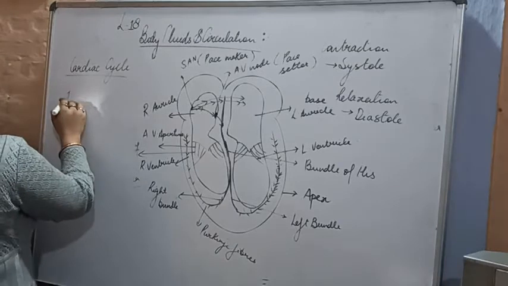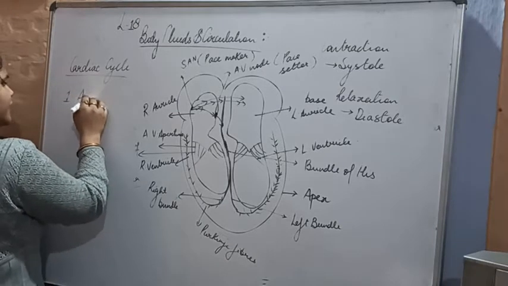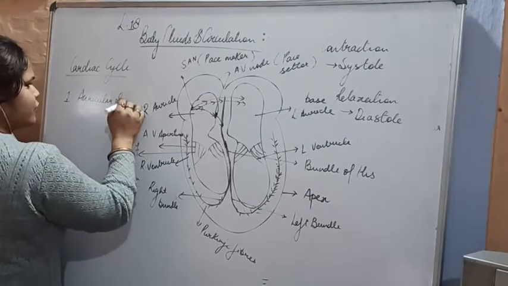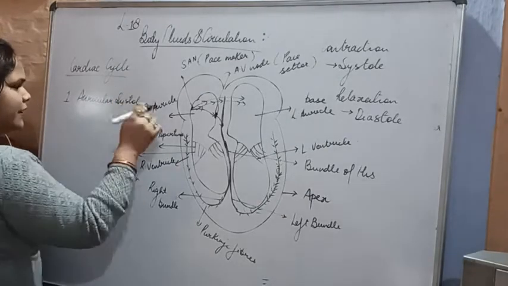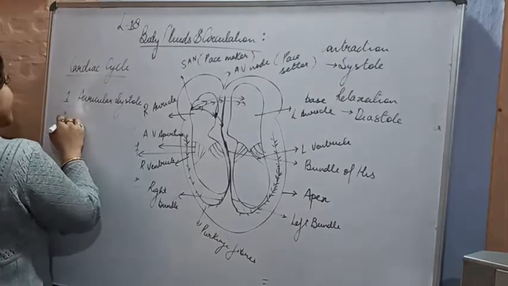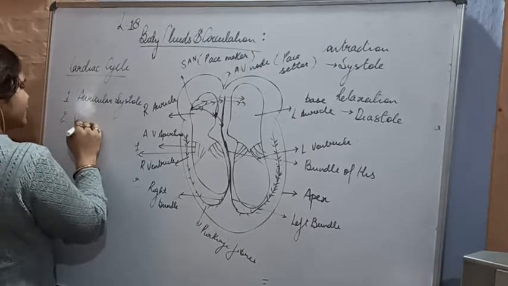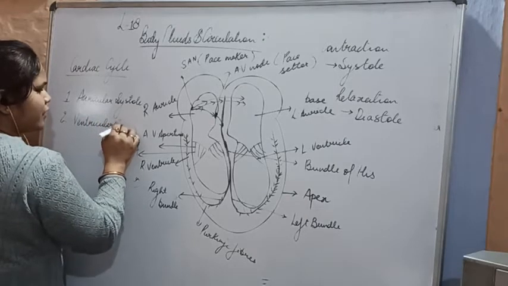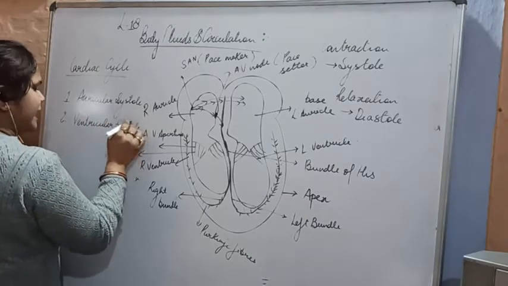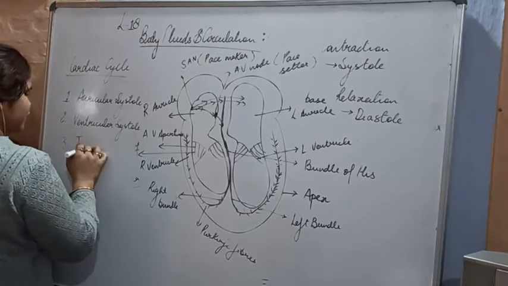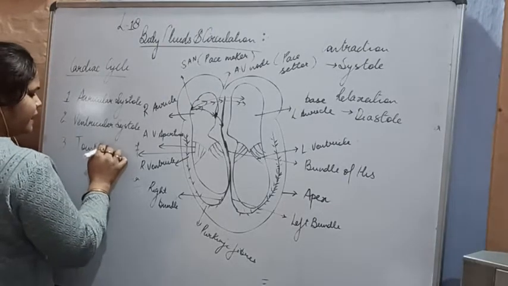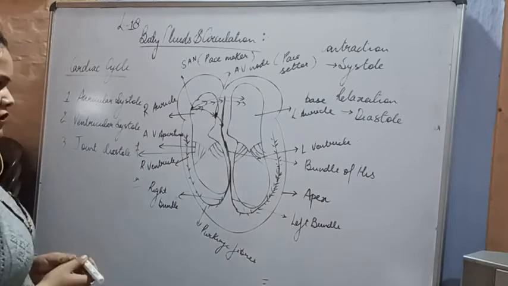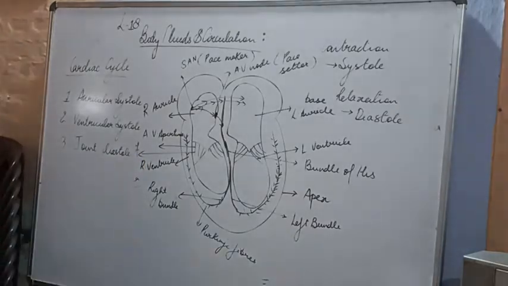The first event which we have to discuss is auricular systole. As a result, what is going to happen? The auricles are going to contract. Then we will discuss the ventricular systole. Ventricular systole is followed by the joint diastole, and diastole means relaxation. So how it occurs, let's see now.